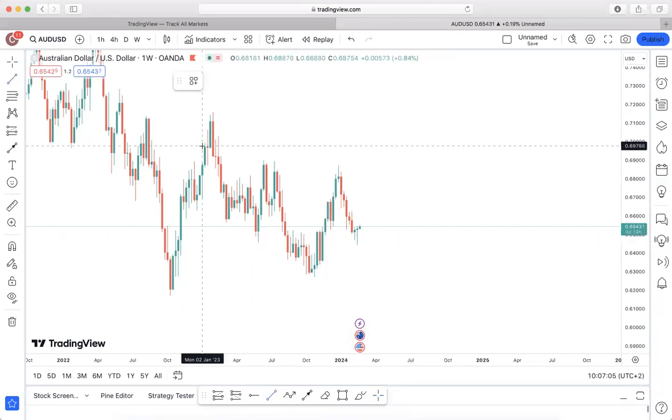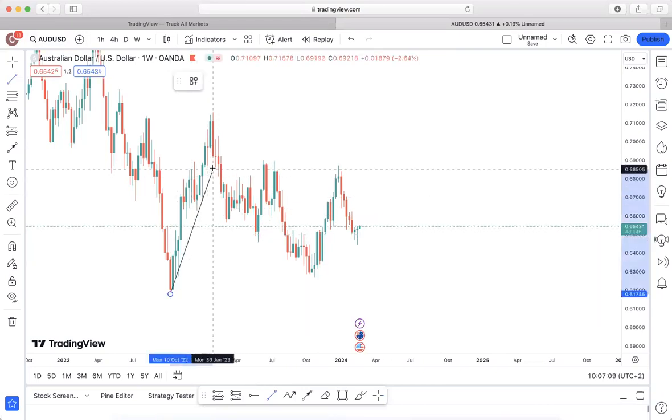So coming to the Australian dollar over the US dollar. If you're starting from here, we do see the price has been forming these continuation patterns to the downside.